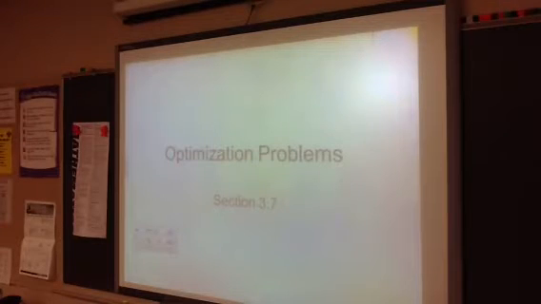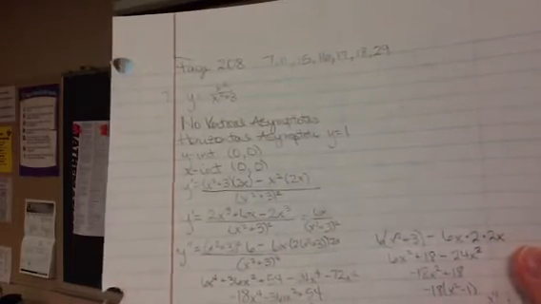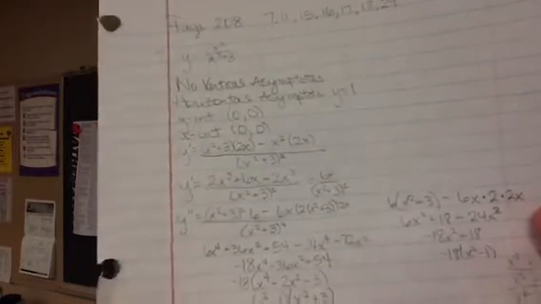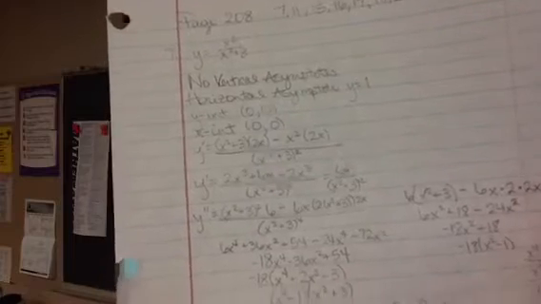Alright guys, for number 7, you should have got no vertical asymptotes because the bottom of your equation can never equal 0. You got a horizontal asymptote at y equals 1. You got a y-intercept at (0, 0) and an x-intercept at (0, 0).